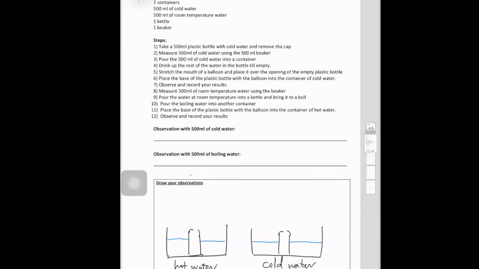So the observation is, when you had the 500 ml of cold water and you put the balloon with the cold water, the balloon did not inflate. And for the one with the 500 ml of boiling water, the balloon inflated. This will be the observation that you have made so far.